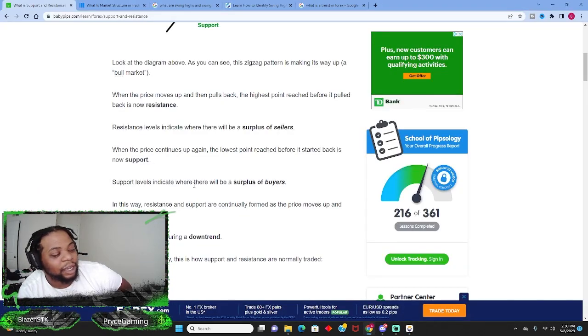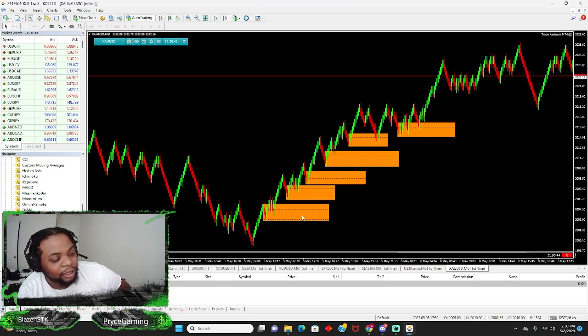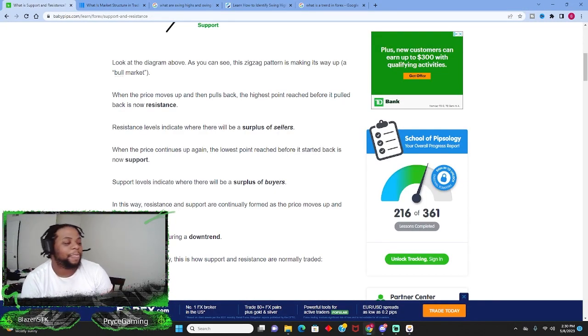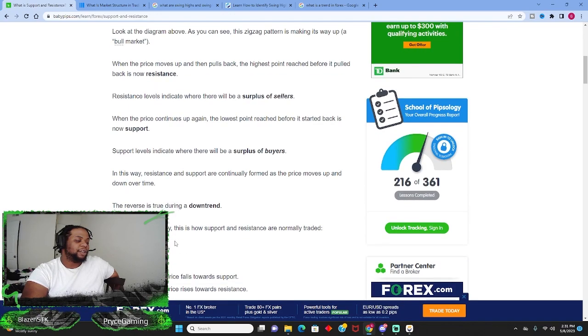Support levels indicate where there will be a surplus of buyers. So at every support, you should see buyers. Boom, shoot up. Boom, shoot up. Boom, shoot up. Boom, shoot up. Boom, shoot up. Alright, so now, in this way, resistance and support are continually formed as the price moves up and down over time. The reverse is true during a downtrend.